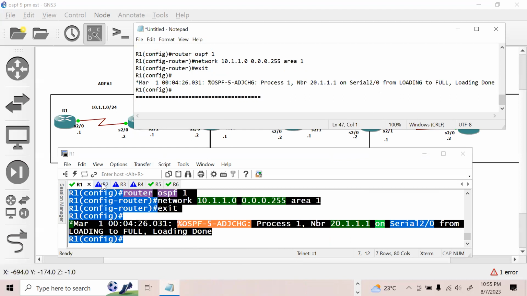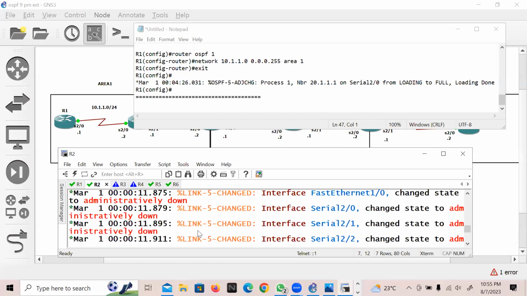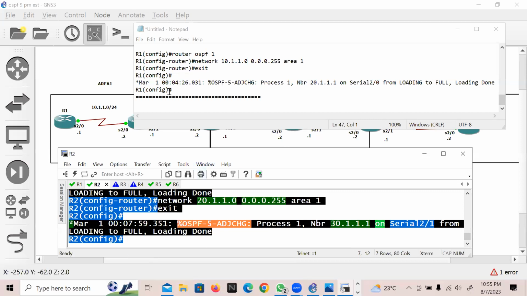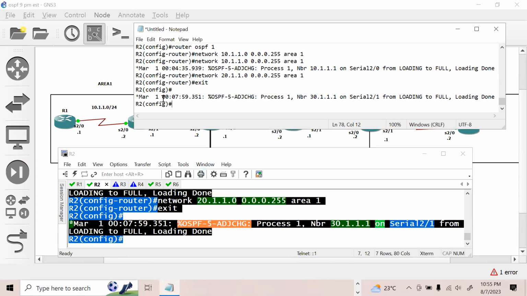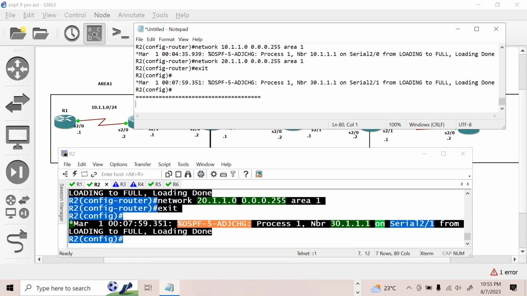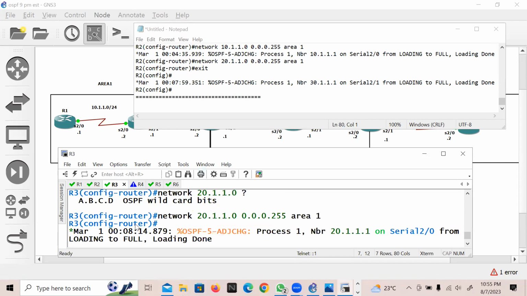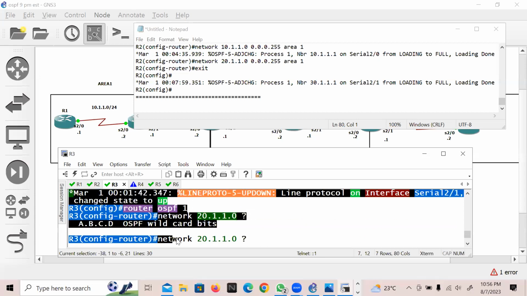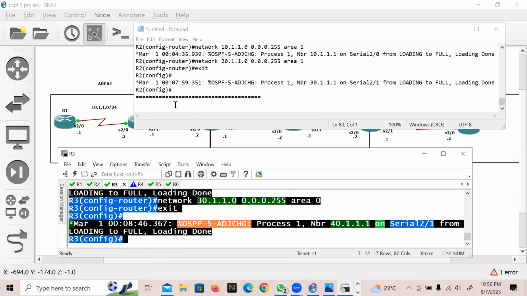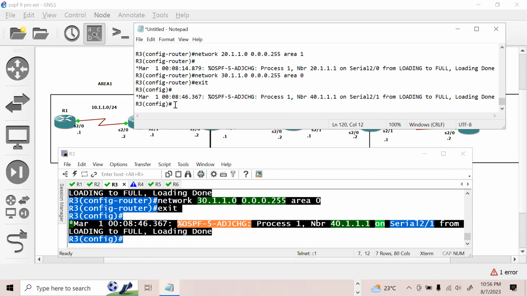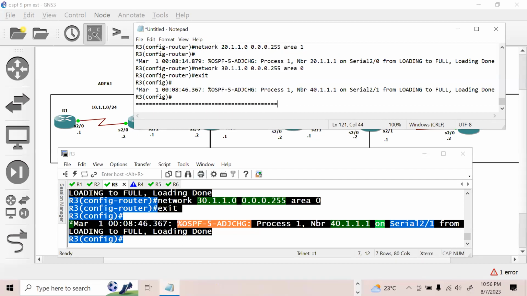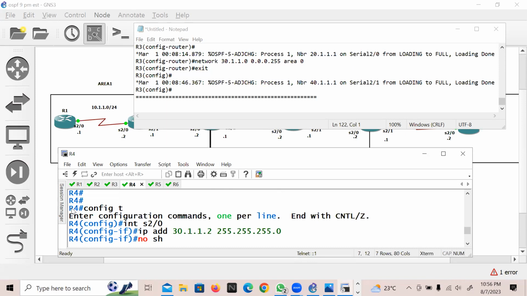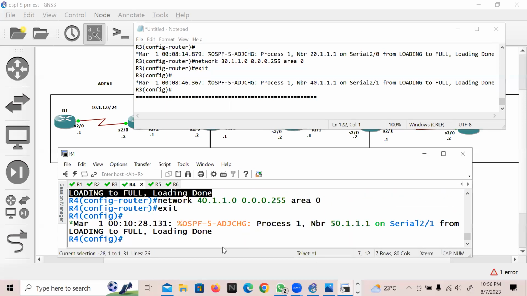Okay, router 1. Okay, router 2. I don't know what happened with Packet Tracer. Sometimes some labs don't work there. That's why I avoid Packet Tracer now. Packet Tracer is a basic tool. You can do basic things there. So I am putting all the configuration in from the beginning.